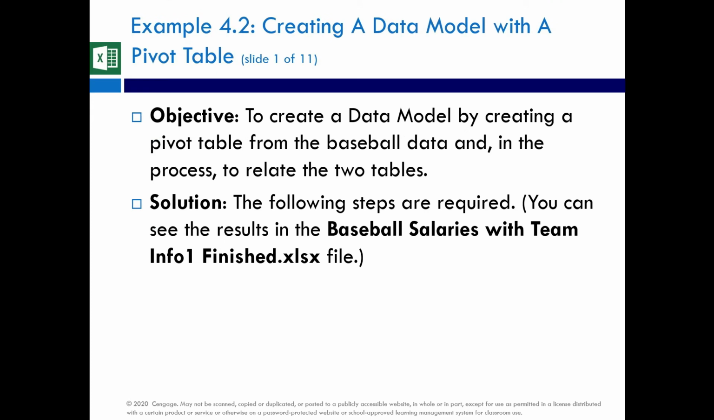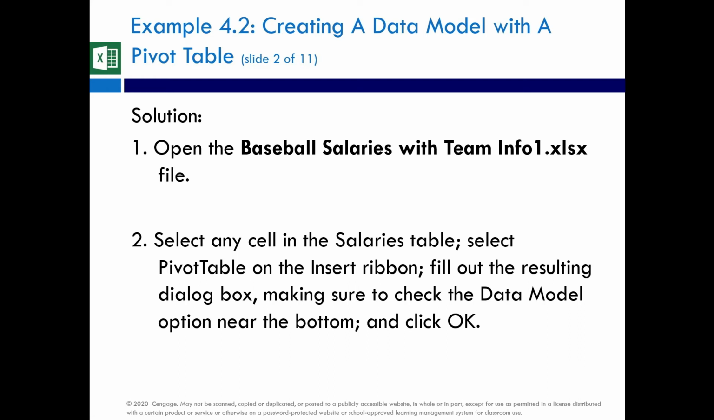Objective: create a data model by creating a pivot table with baseball data, and in the process relate two tables. The following steps are required. You can see the results of the baseball salaries with team info finished in Excel. Open Baseball Salaries with Team 1. Select any cell in the salary table, then on the Insert ribbon choose PivotTable. Fill out the resulting dialog box, making sure that the data model option near the bottom is checked.